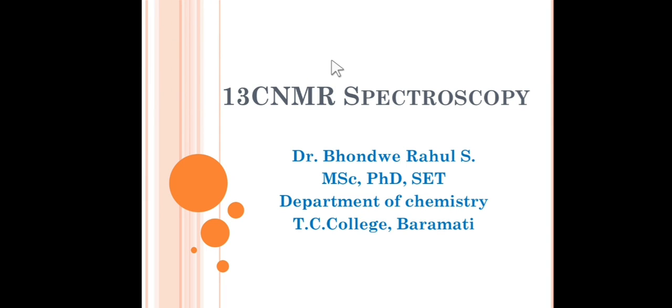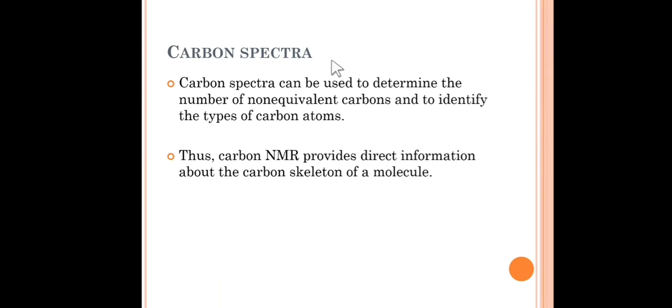So friends, let's begin with the introduction of C13 NMR spectroscopy. Carbon spectra are used for the determination of non-equivalent carbons in a particular molecule. You can get direct information about the carbon skeleton of that molecule, which is not observed in H1 NMR spectroscopy. In H1 NMR we are observing protons, but in carbon NMR we are directly observing the non-equivalent carbons, or simply the carbon skeleton of that molecule.